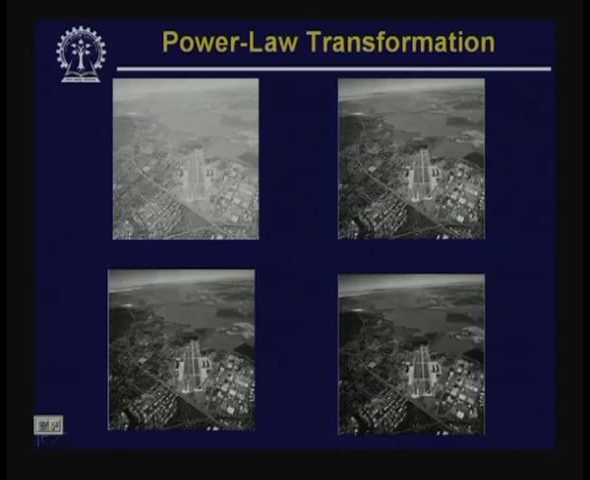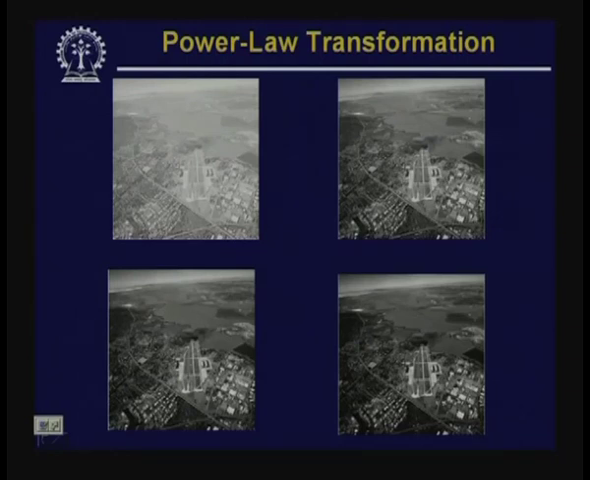Now, if we process this image using the power law transformation, the other 3 images are obtained this way. The right top image is obtained by using the power law transformation with a certain value of gamma. Similarly, the bottom left image uses some other value of gamma, and the right bottom image is also obtained using some other value of gamma. The right top image has been corrected with a value of gamma which is less than the value used for the left bottom image, which is again less than the value of gamma used for obtaining the right bottom image.